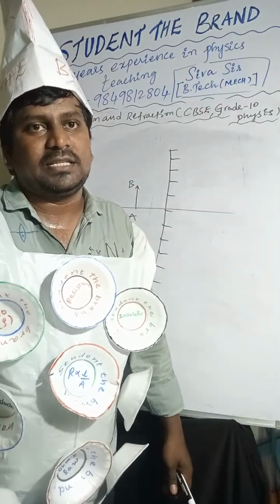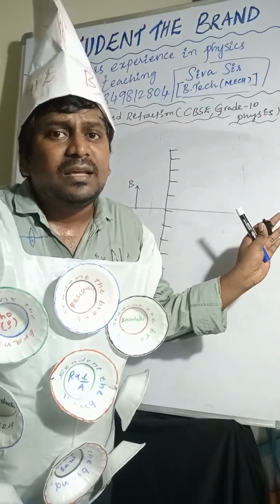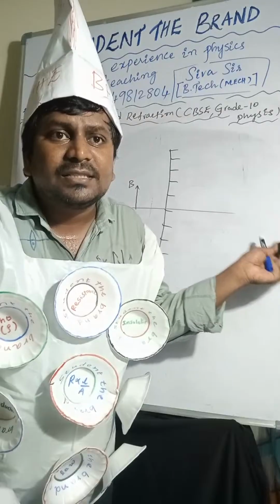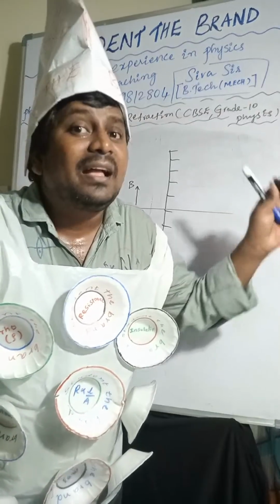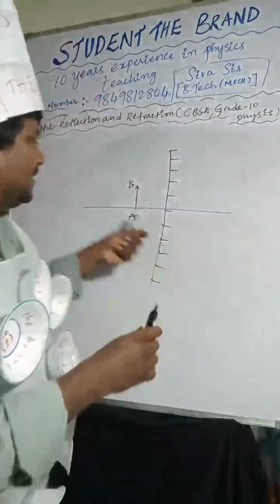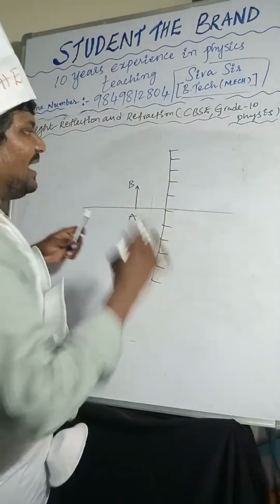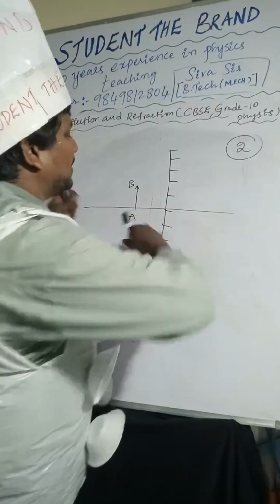So we are going to discuss. Now you are understanding or what? Are you understanding now? Yes or no? Plane mirror. Now we are discussing the plane mirror. So here I'm taking the object. Object height is AB. How many light rays are required to form the image of the object? Minimum 2 light rays are required to form the image of the object.